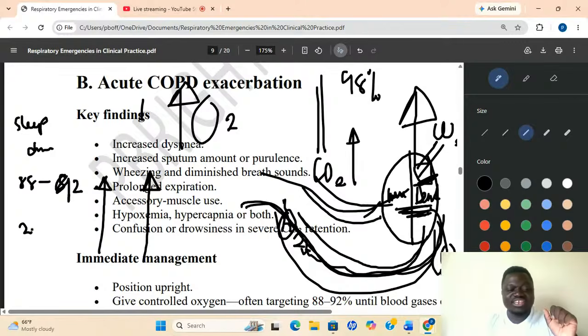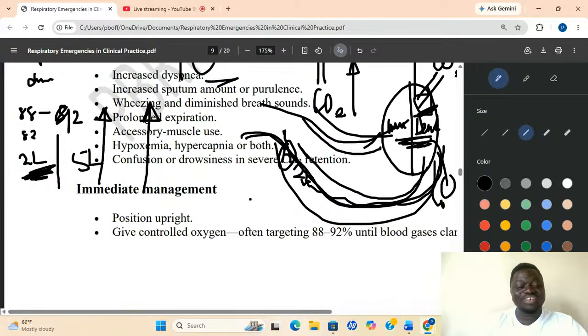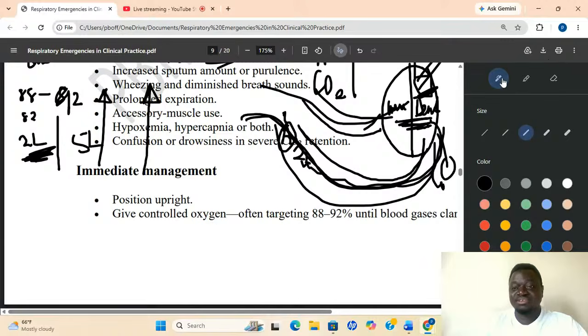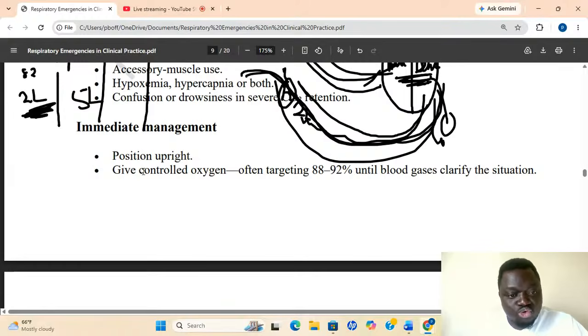Let's say I'm giving 2 liters. It has increased the SpO2 from 82 or 84, whichever number, to 88, 89, 90, 91, 92. I'll remain at this. Don't say you are going to increase it to 5 liters. You are building up CO2, and the patient will die on you. You will think they are sleeping, but they are dying. So upright positioning, you give controlled oxygen because of the target.